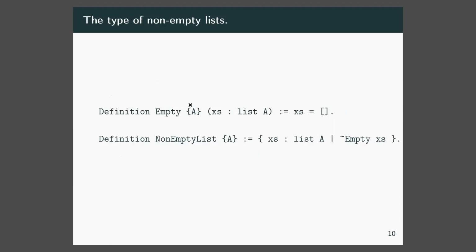So we can define the empty predicate as follows: empty xs is xs equal to the nil list. Recall that this is not a Boolean condition. This is a prop. And then I can define non-empty list to be xs in list of A such that not of empty xs. Again, notice that because this A has been declared as implicit, I could write it as empty xs. If this curly bracket was not there, I would have to write it as empty A xs. This is the type of non-empty list.